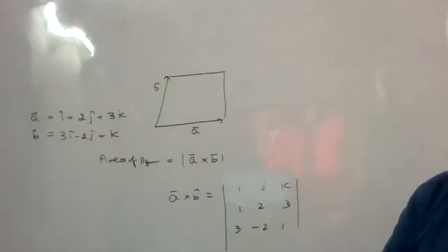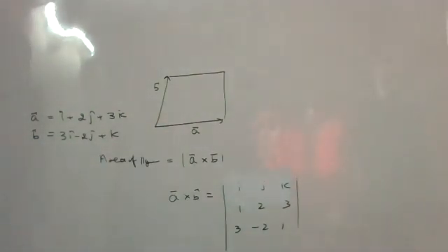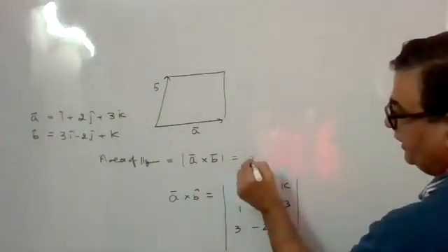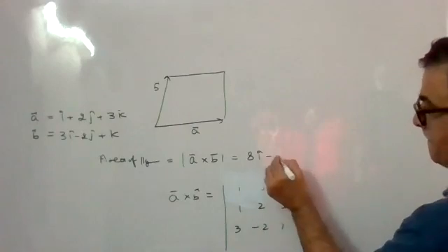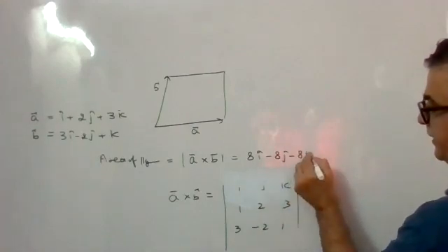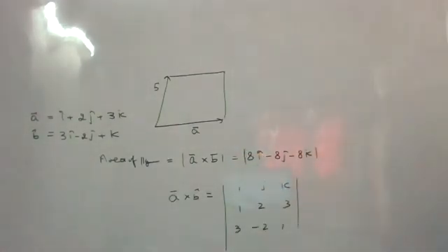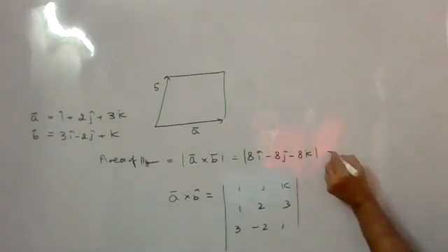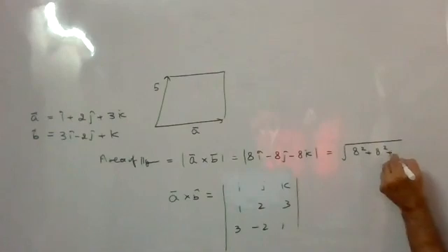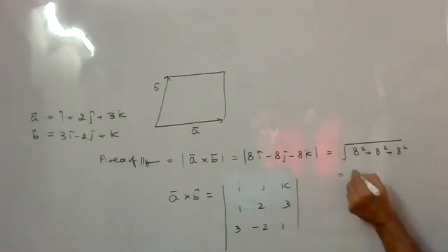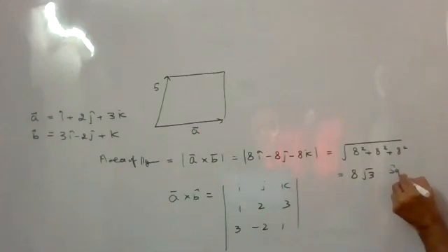So 8i minus 8j minus 8k. We took its magnitude. So we will get it under root of 8 square plus 8 square plus 8 square. So it will come 8 under root 3. And if it is asking for area, then write square unit.